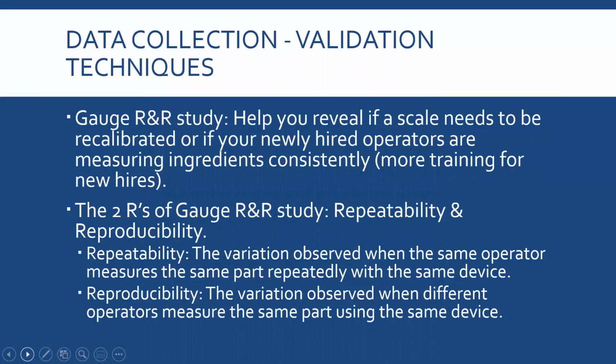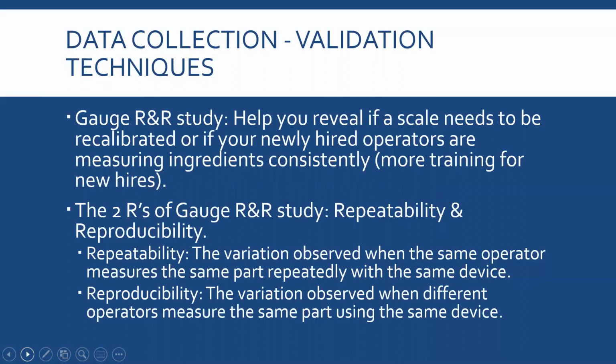A really important concept for data validation is the gauge R&R study. It is basically a study to help you determine if you need to recalibrate your operation or your machine, or if your newly hired operators are measuring ingredients consistently, or maybe we need to give these new hires more training. For the gauge R&R study, we use the two R's we talked about: repeatability and reproducibility.